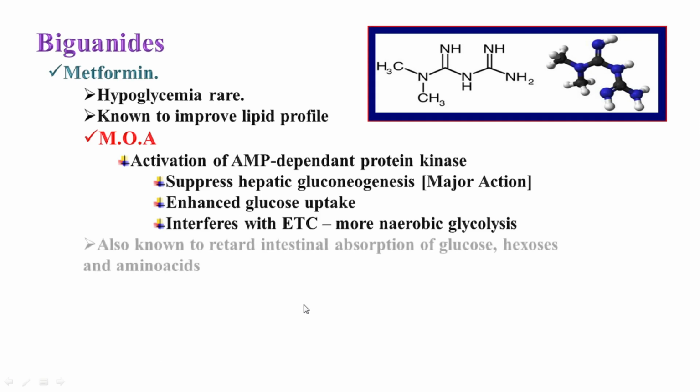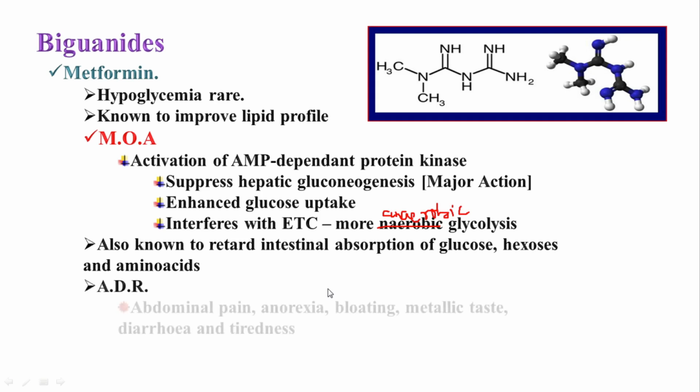The glucose level will fall. Okay, simple enough. Now, it also retards the intestinal absorption of glucose, hexoses and amino acids. Now this is an additional effect. If glucose is not absorbed, the levels will be low. Unfortunately, amino acid and even vitamin B12 levels might just decrease, because biguanides like metformin can decrease their absorption also.